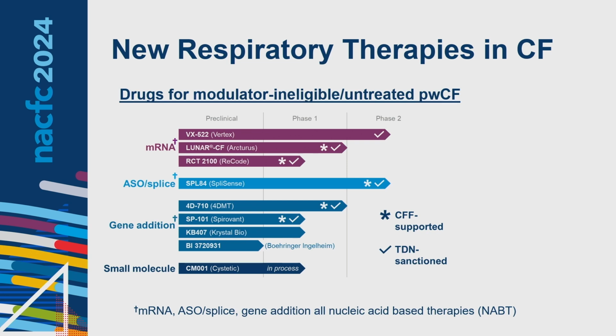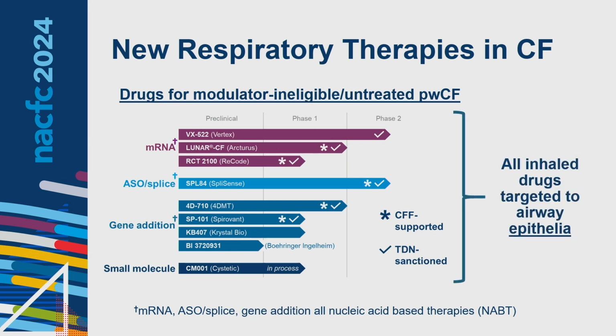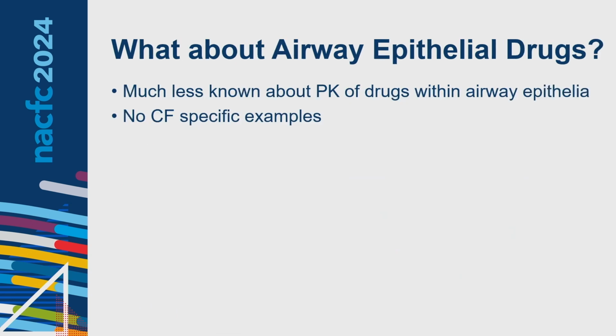So what do these all have in common? Well, they're all inhaled drugs, but they're not targeted to the airway lumen like a mucolytic or an antibiotic. They're targeted to airway epithelia. So this is different. So what do we know about inhaled drugs targeted to airway epithelia? And the answer is not a lot. There aren't, I don't think, any CF-specific examples of approved drugs that are targeted to the epithelia and not the lumen.